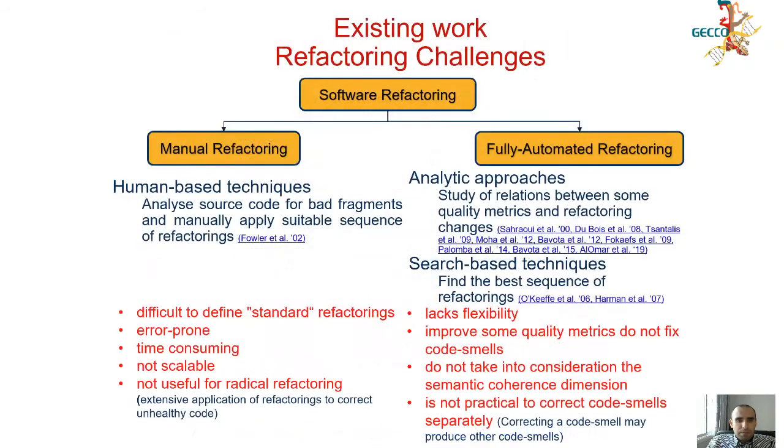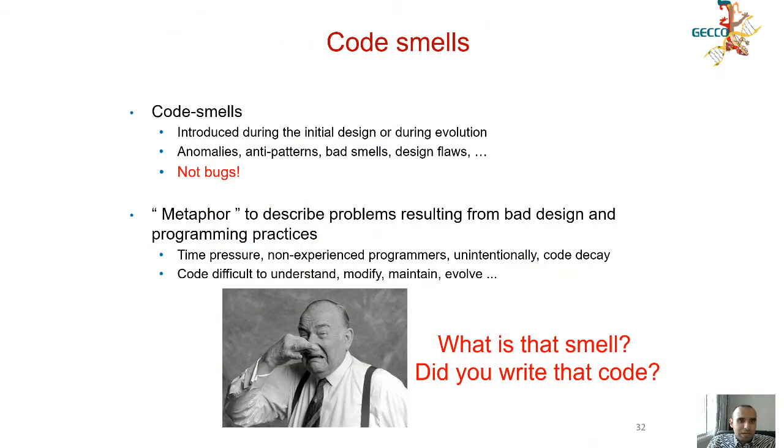For people who are not familiar with code smells, they are typically introduced either in the initial design or during the evolution of a software system. They are also called in the literature anomalies, anti-patterns, bad smells, or design flaws. They are not bugs, but they are bad design or implementation practices. The term code smells is used as a metaphor to describe problems resulting from bad design and programming practices, typically due to time pressure, or introduced unintentionally by inexperienced developers. They make the code more difficult to understand, maintain, and modify.